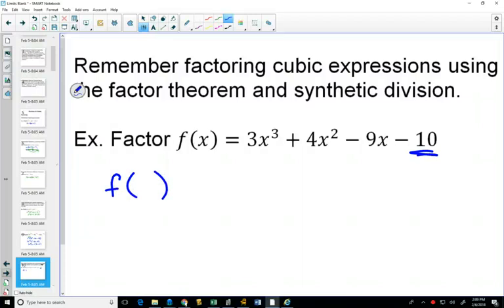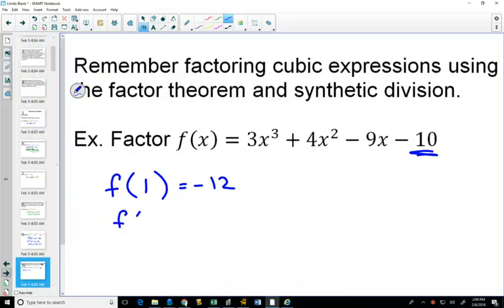Now usually mental math-wise you start with 1 and negative 1. If I plug in 1, what happens? I'd get 3 plus 4, which is 7, minus 9, minus 10. That's going to be negative 12. That's not equal to 0. That tells us that x minus 1 is not a factor.